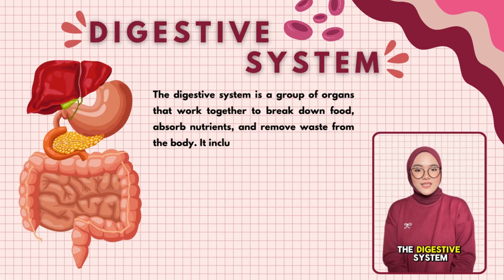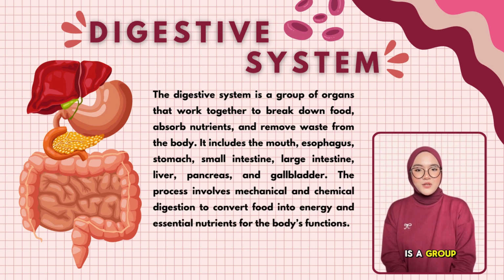So what is the digestive system? The digestive system is a group of organs that work together to break down food, absorb nutrients, and also to eliminate the waste. It includes the mouth, esophagus, stomach, small intestine, large intestine, liver, pancreas, and also gallbladder. This process involves two types of digestion: mechanical digestion, which physically breaks down food, and also chemical digestion, where enzymes break food into smaller molecules. By the end of the digestion, our body will extract the essential nutrients needed for energy and also for growth.